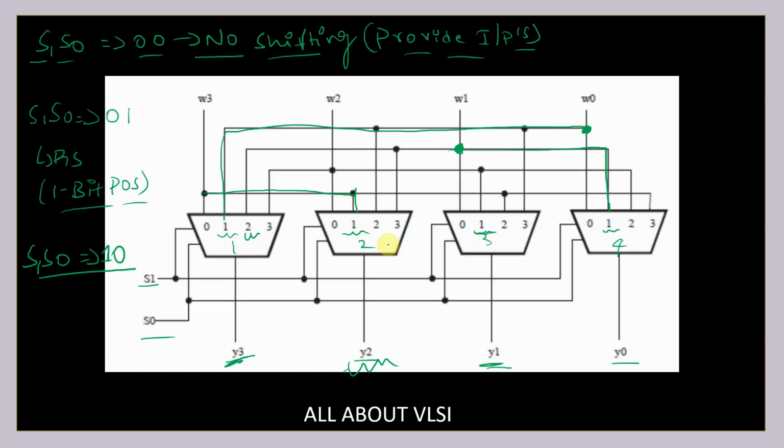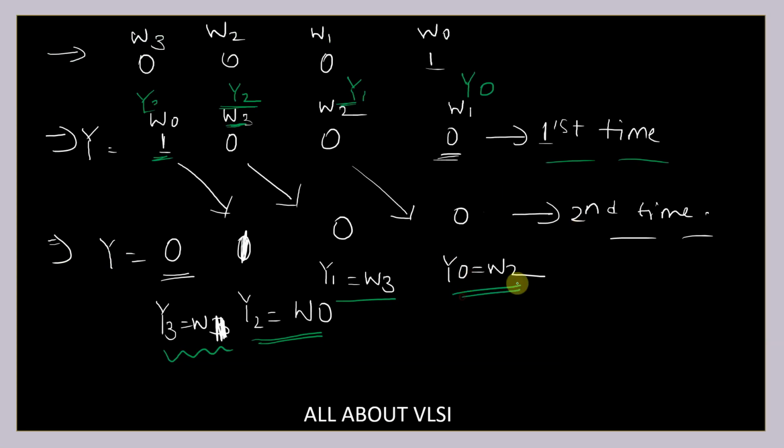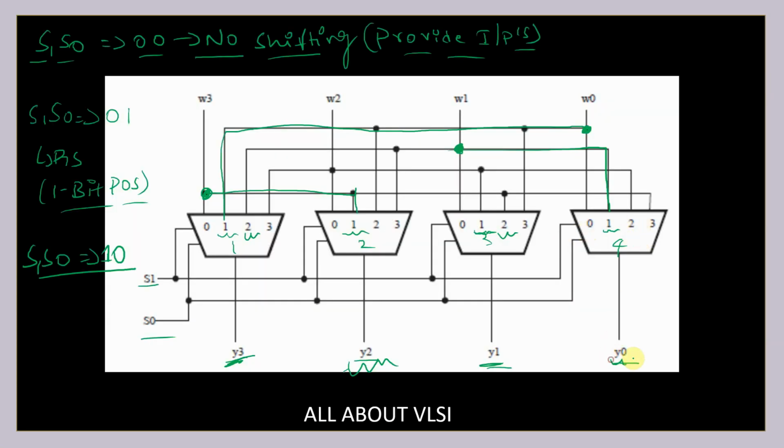Next, Y1 is connected to W3. The second pin of Y1 is connected to my W3, which is connected over here. And coming to Y0, it is connected to W2. This particular input is connected to my W2. Like this, I'm going to make my connections. And coming to S1, S0 equal to 1, 1, that is my third shifting.